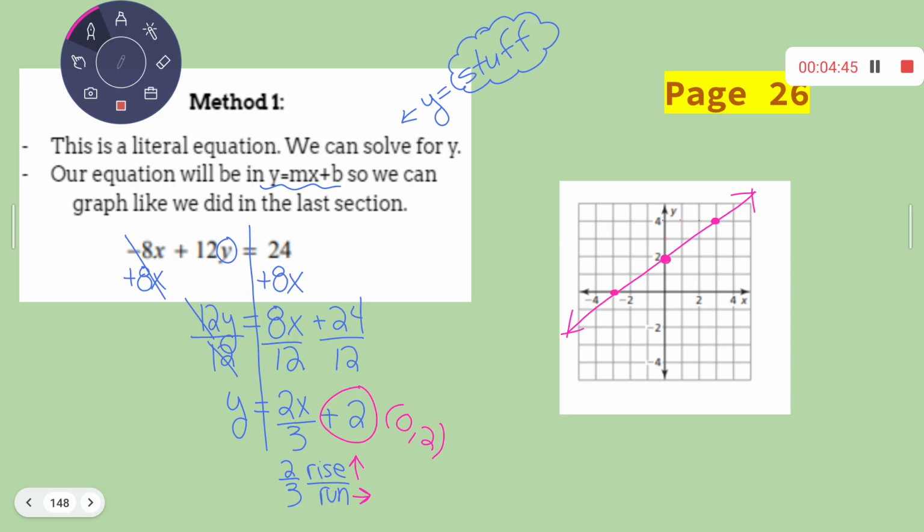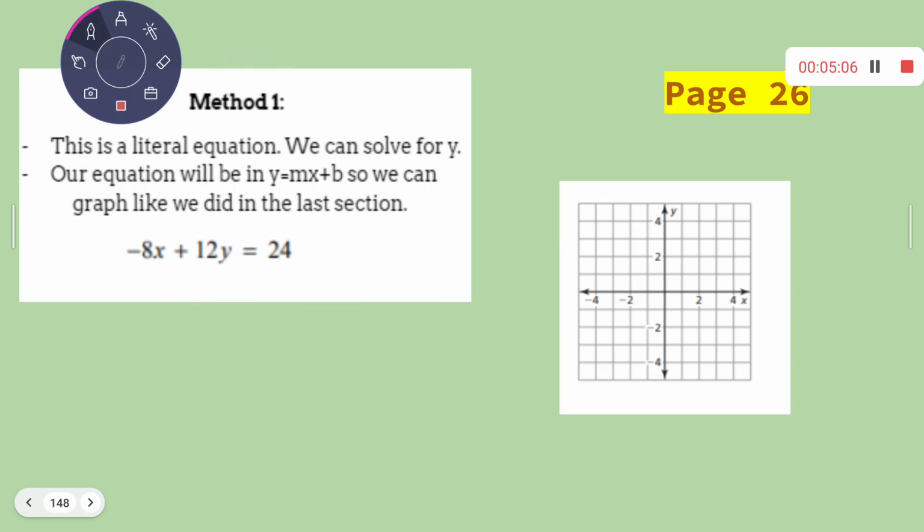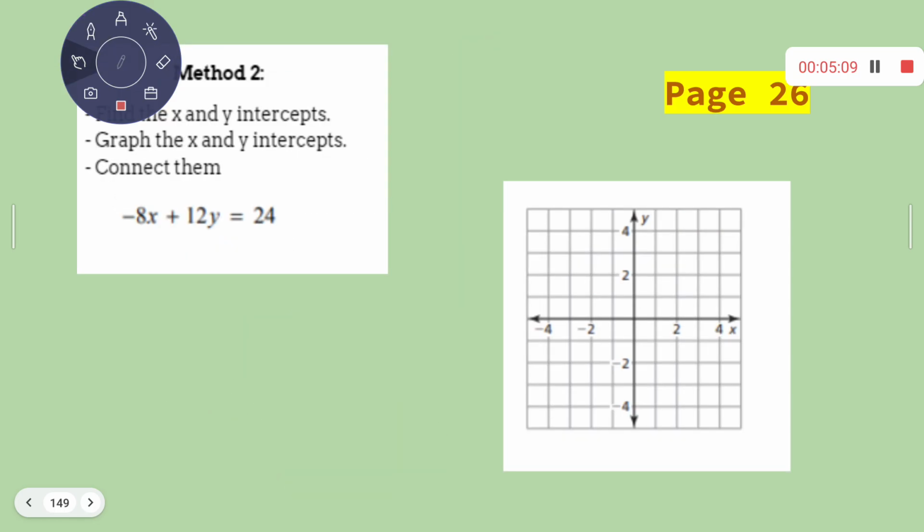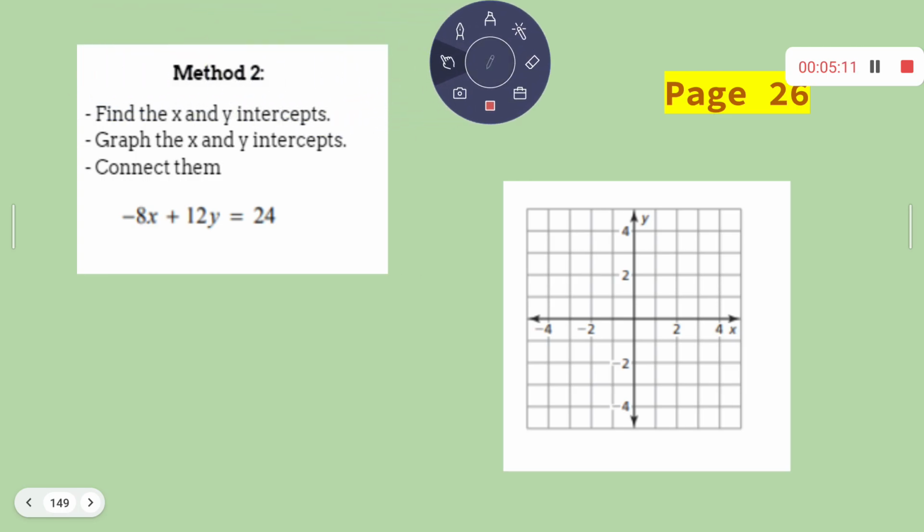So method 1 says take your standard form and do some algebra to get it into slope-intercept form. So this equation right here, y equals 2/3 x plus 2, is slope-intercept form. Now, the other method is using the x and y intercepts. So we did a little bit with these on Friday. So if you don't like solving for y, oftentimes when you have standard form, you can find the x and y intercept.